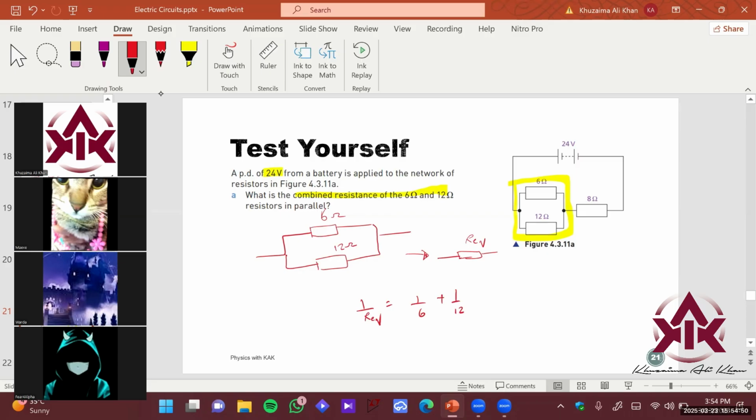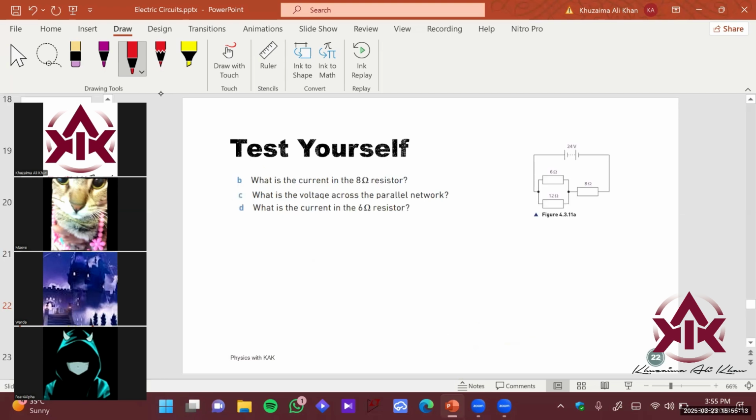So if you solve it out, what do you get? Times 2, times 2. So 1 over R equivalent is going to be 3 over 12. That is 3 ones are, 3 fours are. If you cross multiply this, R equivalent is coming out to be 4 ohms, right? 4 ohms. So now you have this equivalent circuit which has a 4 ohm over here, right?